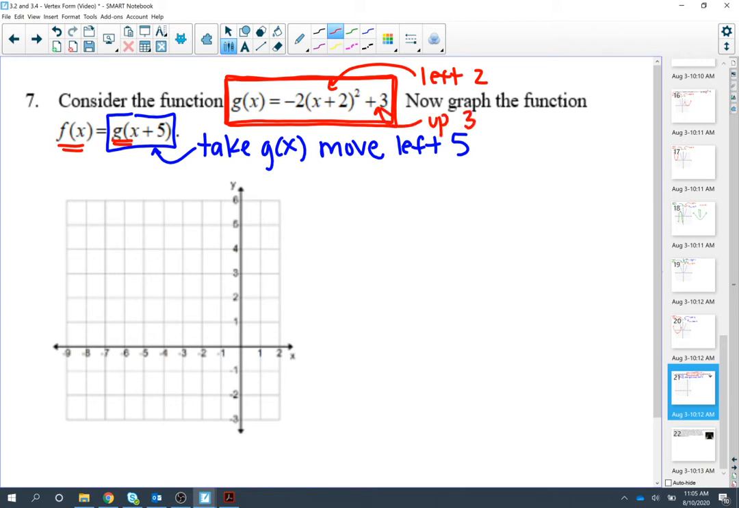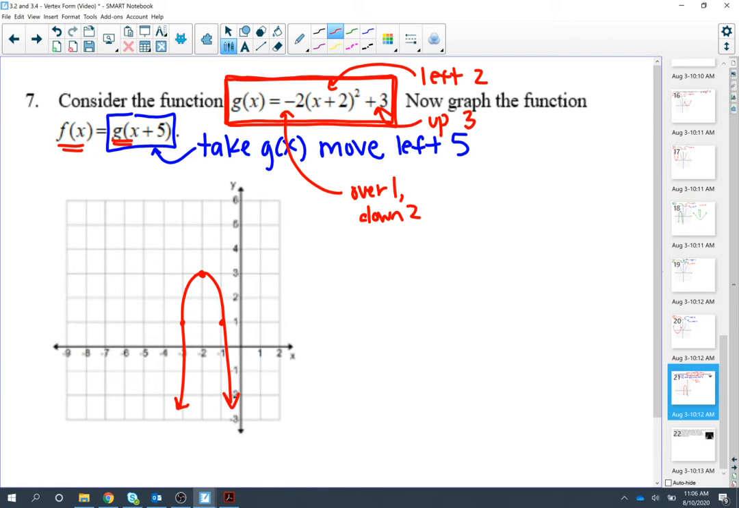So typically my vertex is at 0, 0, and I'm going to move left 2, 1, 2, up 3, 1, 2, 3. Then from there, once I have my vertex, I can go over 1, down 2. Over 1, down 2, over 1, down 2. So my function, sorry, that's a really bad graph, would look something like that.